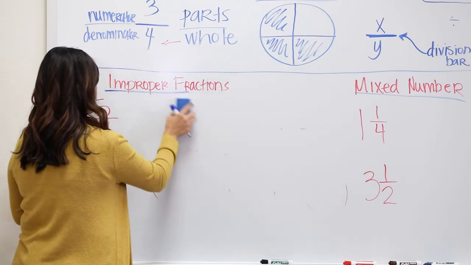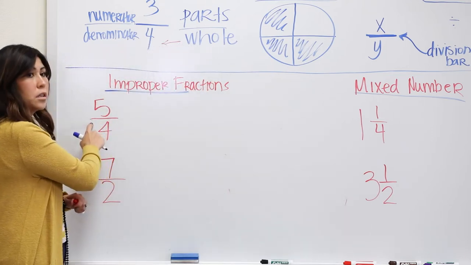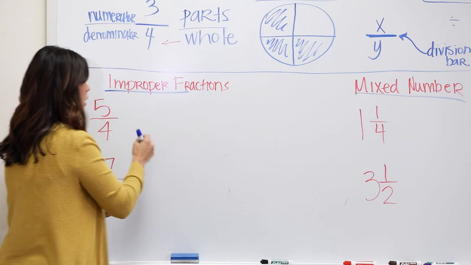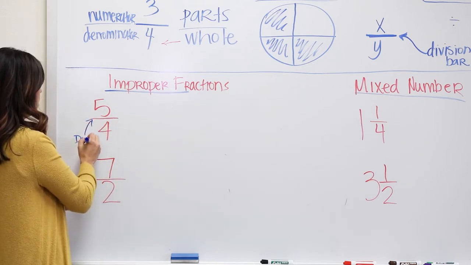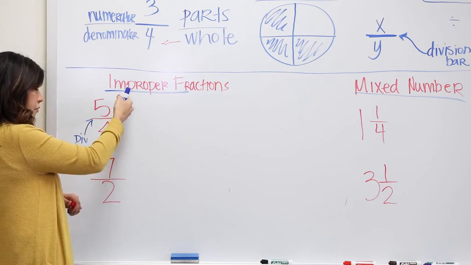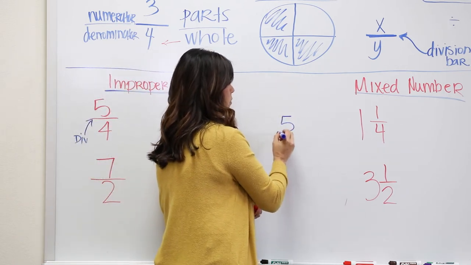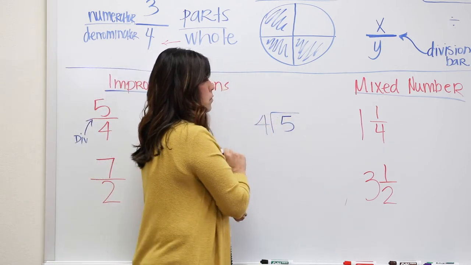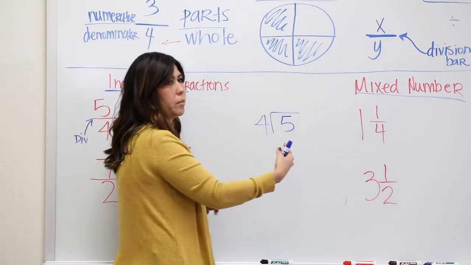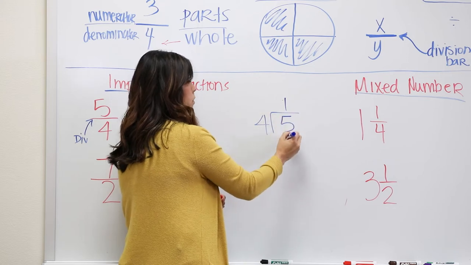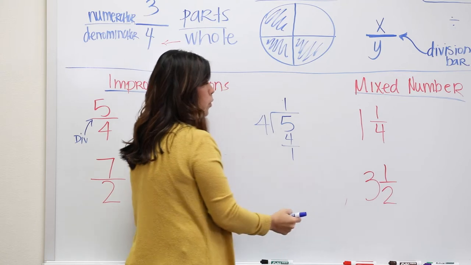Do y'all remember what I said this bar could be? Division. That's a division bar. Yes, it's a fraction bar, but it's also division. So if we say 5 divided by 4, 4 fits into 5 how many times? One whole time, right? What's left over? We take that remainder, we throw it back over the 4.